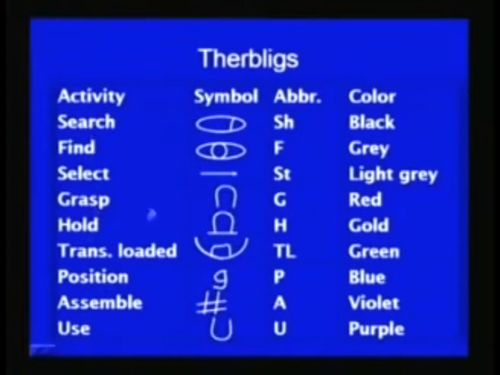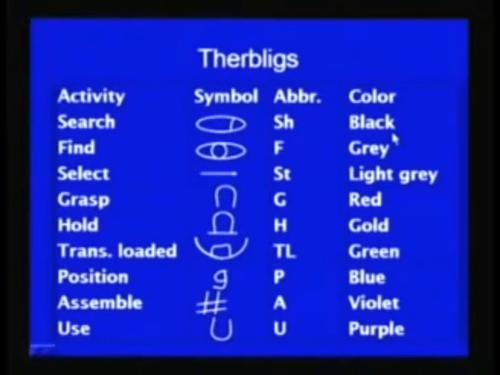These are all the activities, the symbols used to show them, their abbreviations and the colors used to show these therbligs. Search is indicated by this sign, the abbreviation is SH, and it is indicated by the color black.